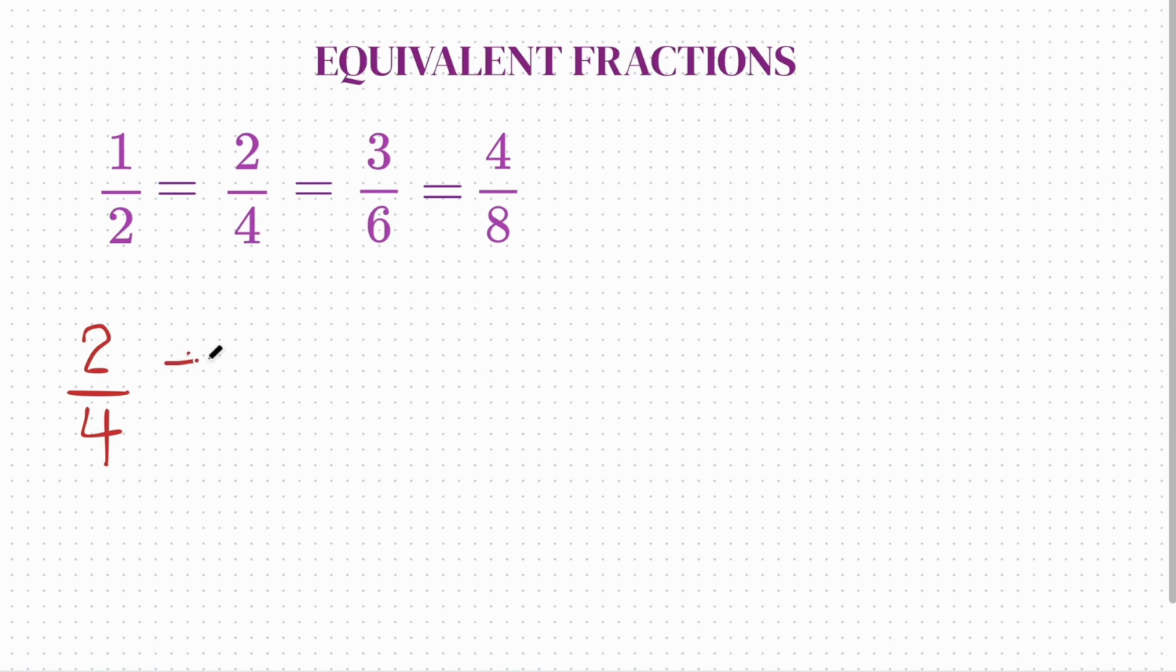So we're going to divide our numerator by 2 and our denominator by 2. So 2 divided by 2, that is equal to 1. And 4 divided by 2, that is equal to 2. So an equivalent fraction for 2 over 4 would be 1 over 2. Let's look at some other examples.